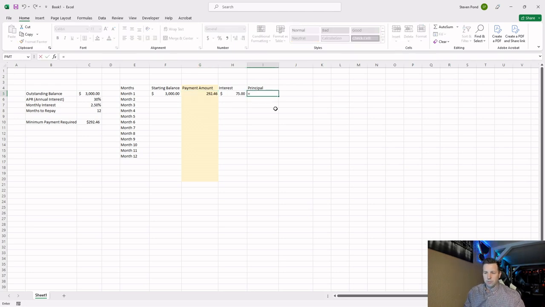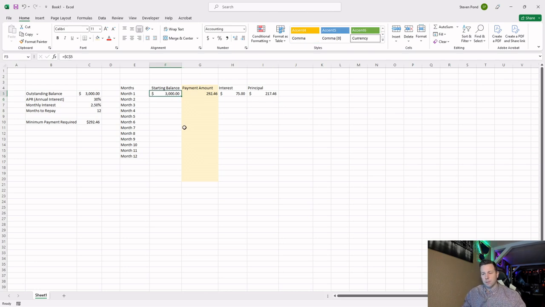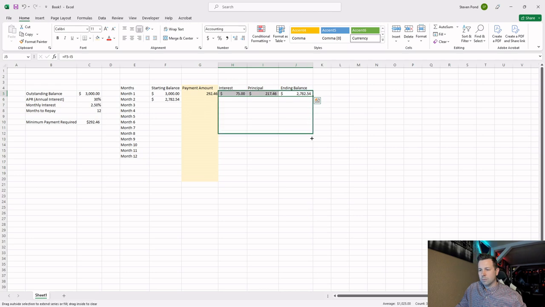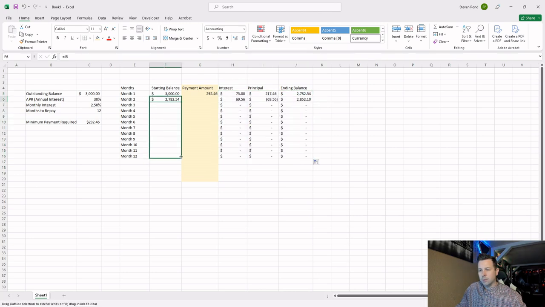Principal is just going to be the difference. If we pay $292.46 and $75 goes to interest, $217.46 comes off of the starting balance, the outstanding balance. Now we calculate a simple change for the ending balance. It's our starting balance minus the principal, because again, interest just goes to the lender. You never get it back. That's our ending balance. Now we can make the new starting balance equal to our ending balance. Ending in one month becomes starting in the next. We can mostly just copy these down. We are going to stagger the payments, so I'm not going to copy that one down, but we'll copy these down.